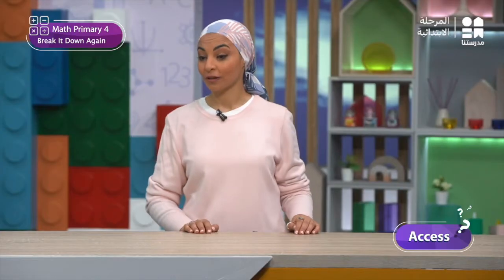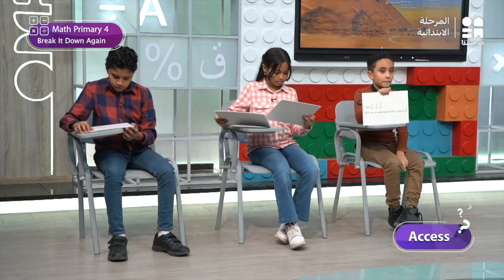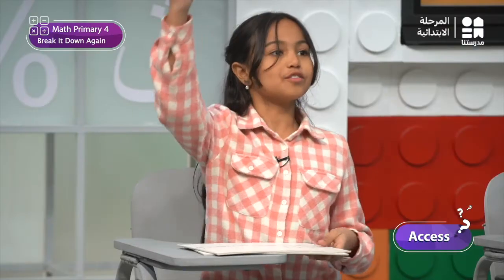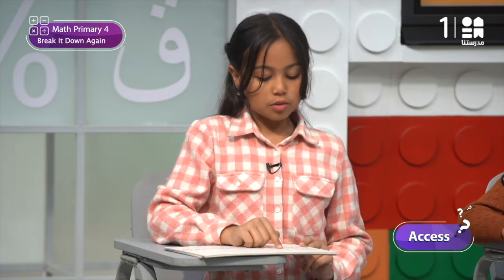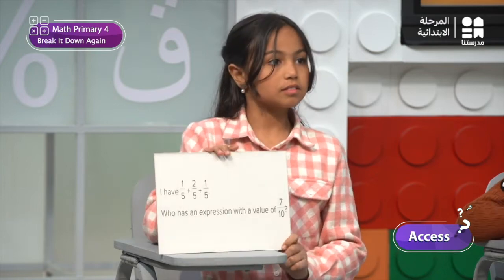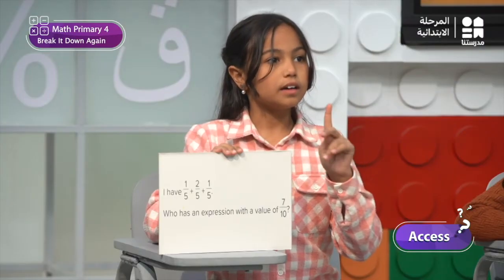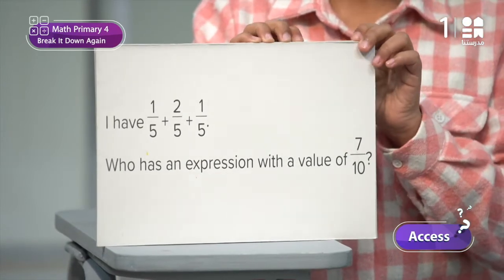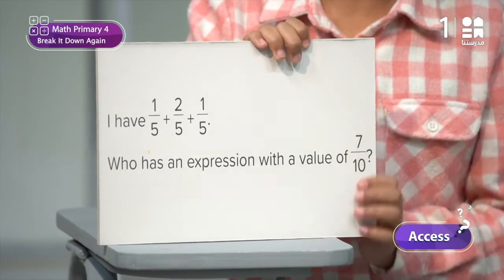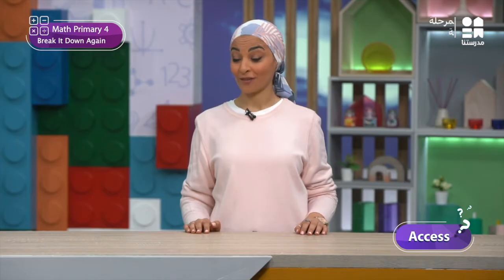Okay. Malak and Omar, who has this one? I have. You have? Okay, tell me, what do you have, Malak? 1/5 plus 2/5 plus 1/5. Show me, Malak. Okay, Malak, why did you say they are the same, they are equal? 1 plus 2 plus 1 gives me 4. And what about the 5? We leave it as it is, 5. You mean that 1/5 plus 2/5 plus 1/5 equals 4/5? You are right, Malak.